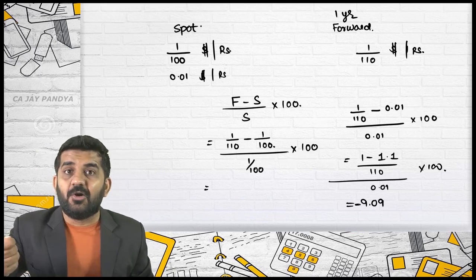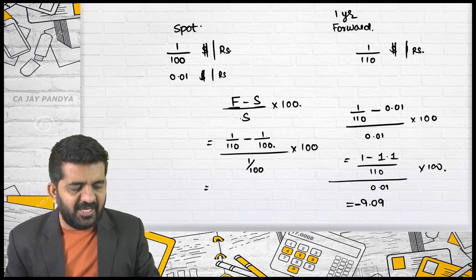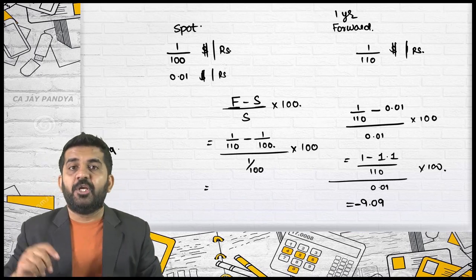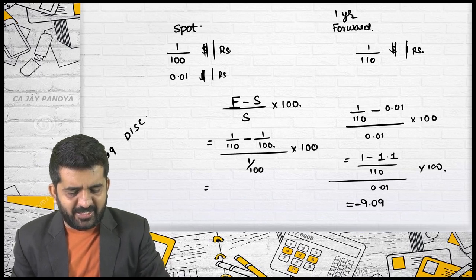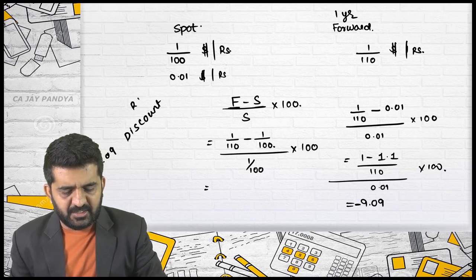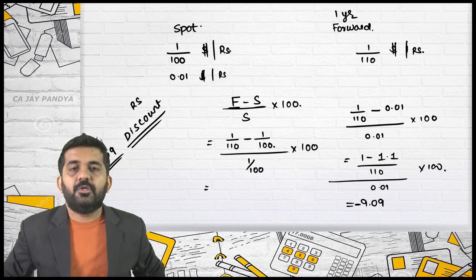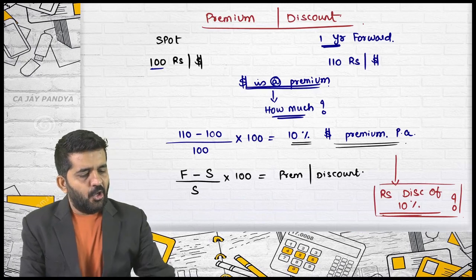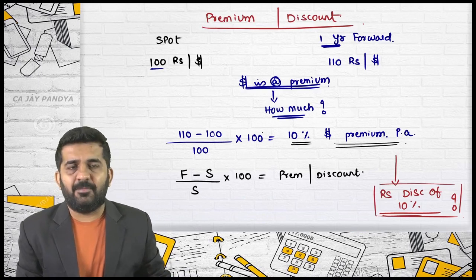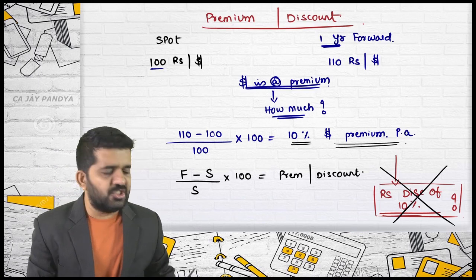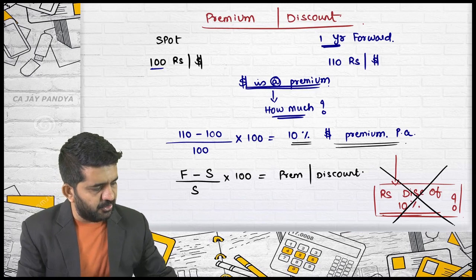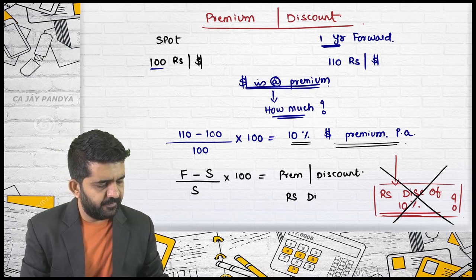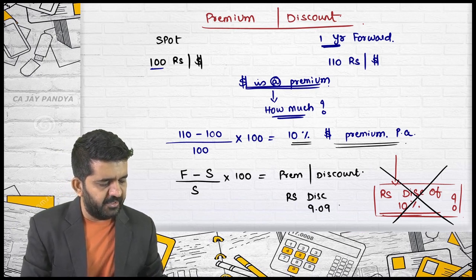It will come negative because forward will be less than spot. So 9.09, no need to write down negative. As it is negative, rupees is at a discount. So if the dollar is at a premium of 10%, rupees is not at a discount of 10%; rupees will be at a discount of 9.09%.